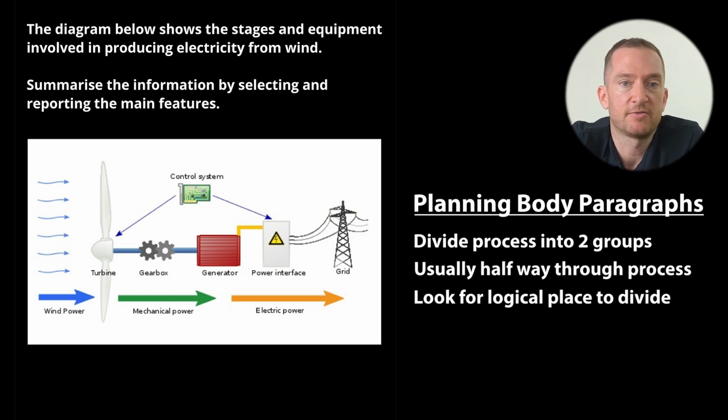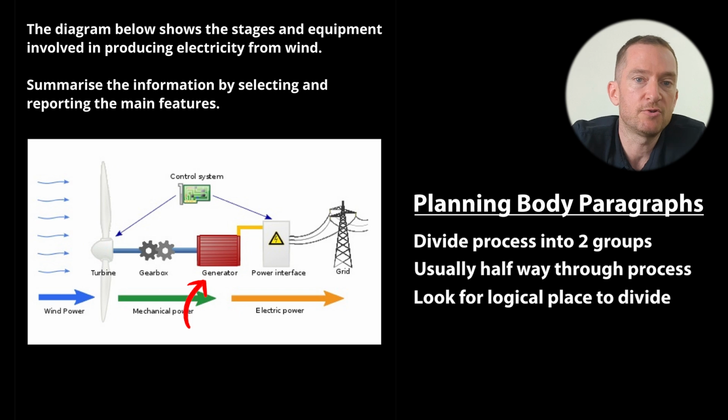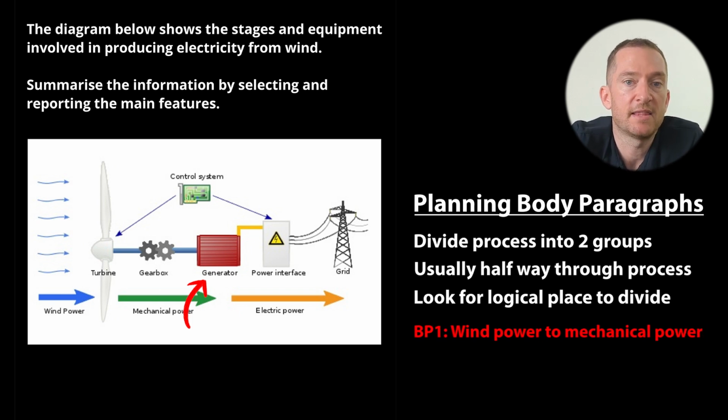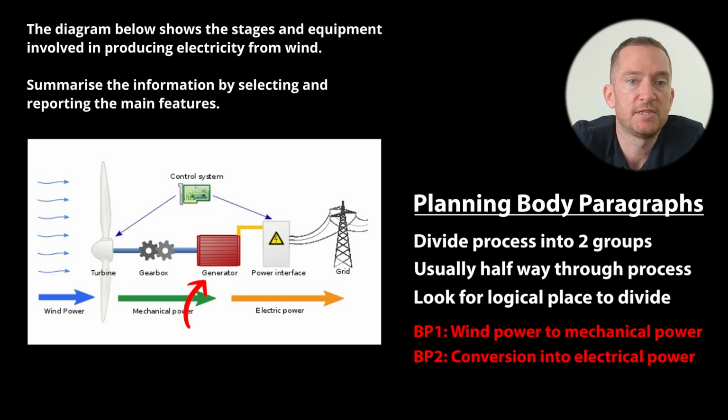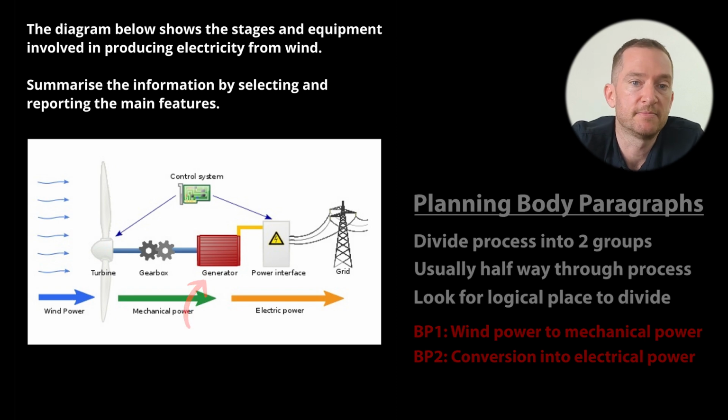Next, planning the body paragraphs. For a process diagram, we need to find a way to divide the process into 2 groups for our 2 body paragraphs. This is obviously usually halfway through the process somewhere. This process diagram doesn't really offer an easy place to divide the process into 2 halves, but perhaps we could use the generator as this halfway point, because at this point, the mechanical power is transformed into electrical energy. Our first body paragraph can then focus on the mechanical power part of the process, while the second body paragraph focuses on the conversion into electrical power.